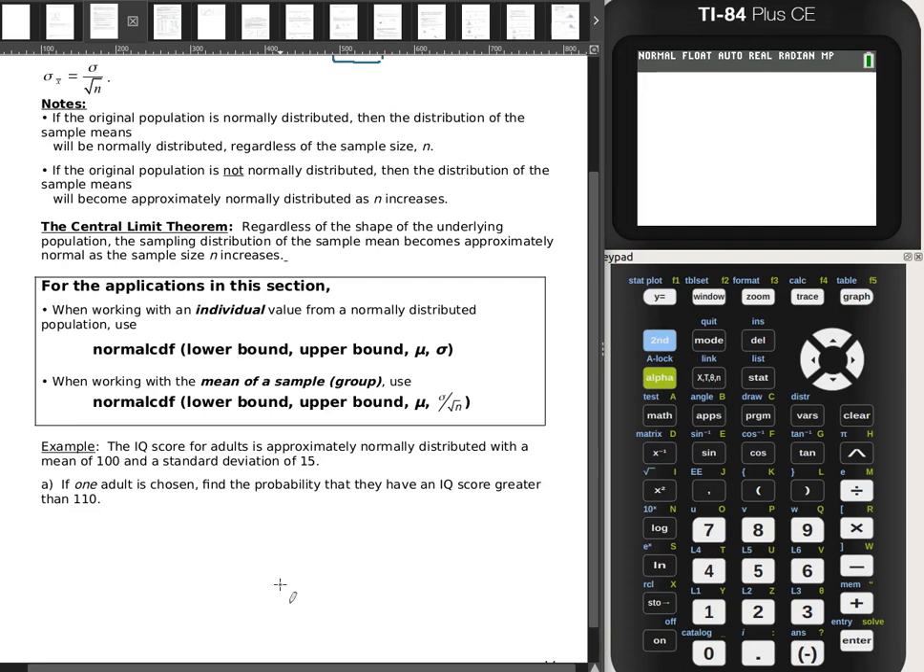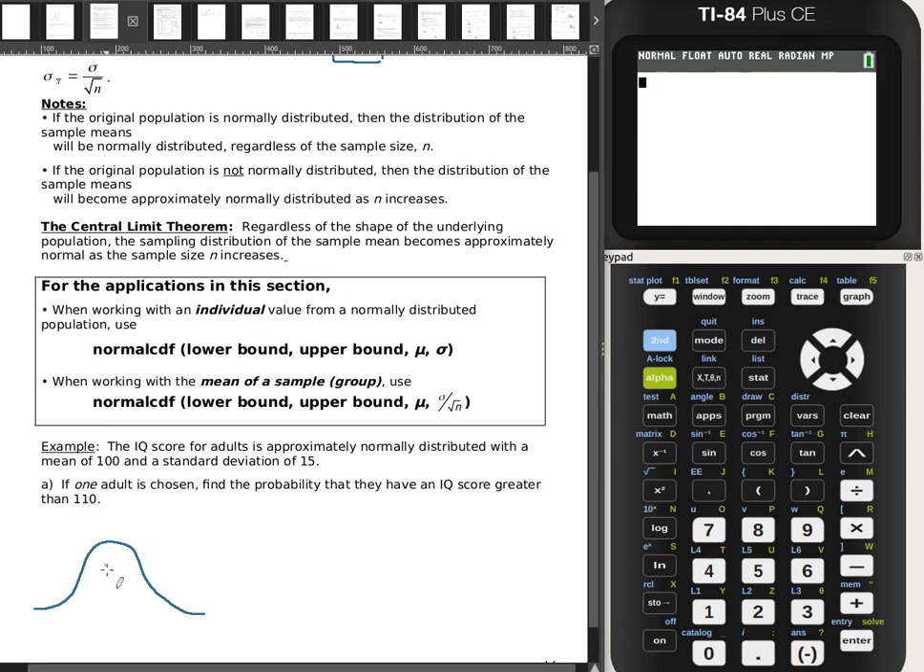So what we've already seen is that for this kind of situation, we're just going to pick an adult, and this is basically what we've seen already in Chapter 7. This problem would be suited for Chapter 7. I know we've just gotten done talking all this stuff about Chapter 8, but if we just take a step back and read this, we've got an adult. We're going to take a sample of one adult. We're trying to find the probability that they have an IQ score greater than 110.